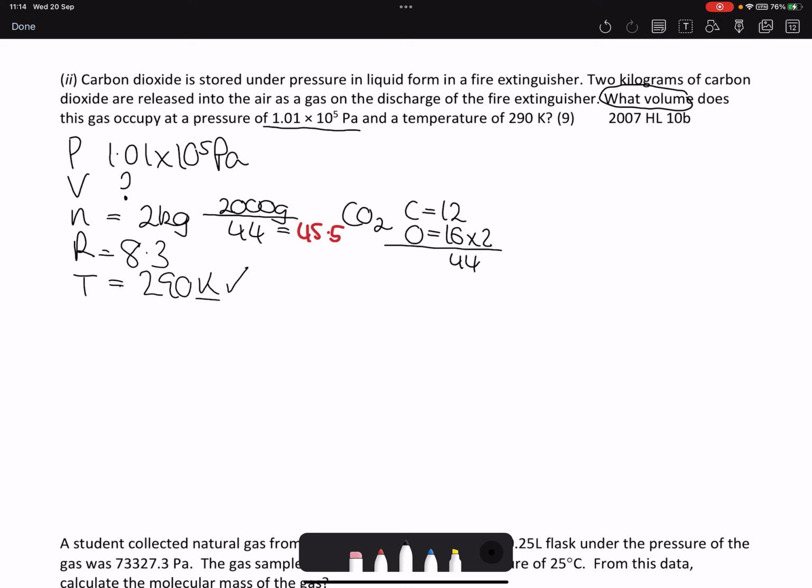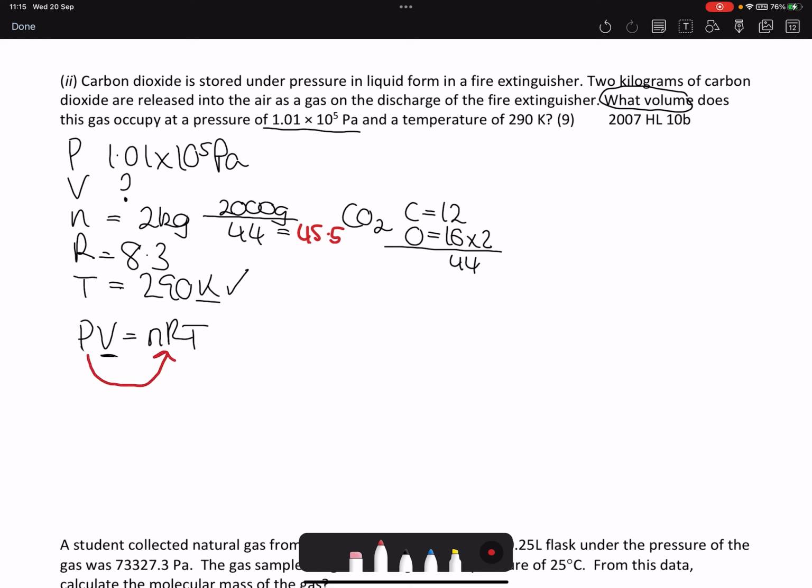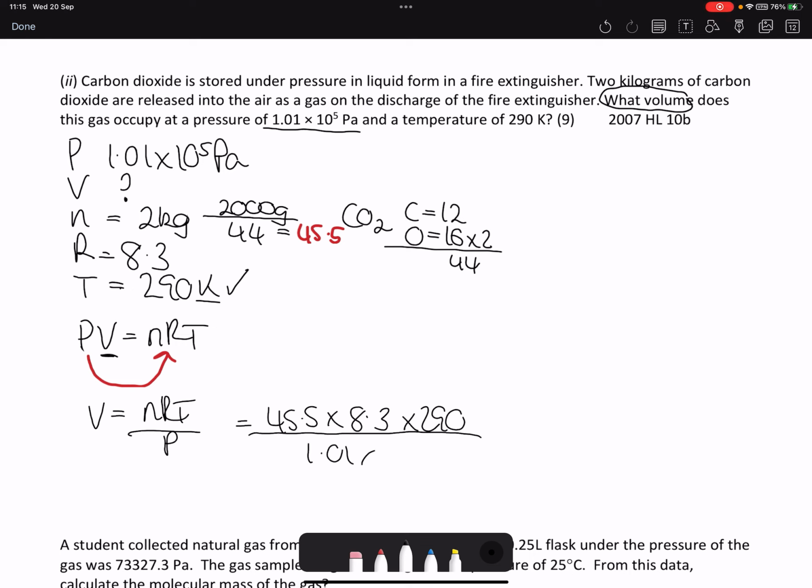So now I write out my formula. PV = nRT, like so. I am now solving for volume. So to do that, my P has to come over the equals and it's going to go under the line. So V is going to be equal to nRT over P. And I'm now plugging in everything: 45.5 by 8.3 by 290, divided by my pressure of 1.01 by 10 to the 5. And when I am done, I'm going to get 1.09. And again, the units are meters cubed for volume when I use the ideal gas equation.